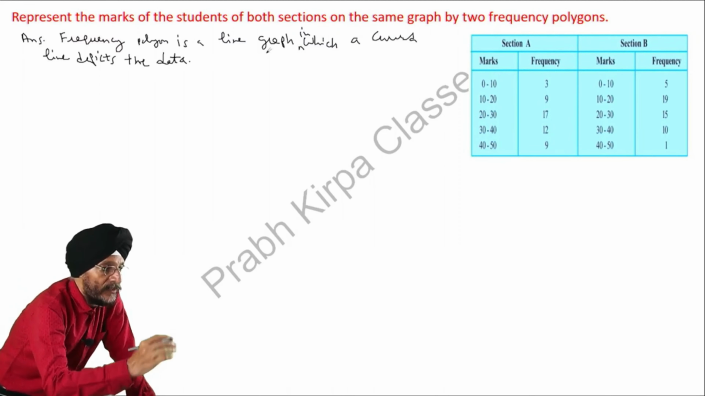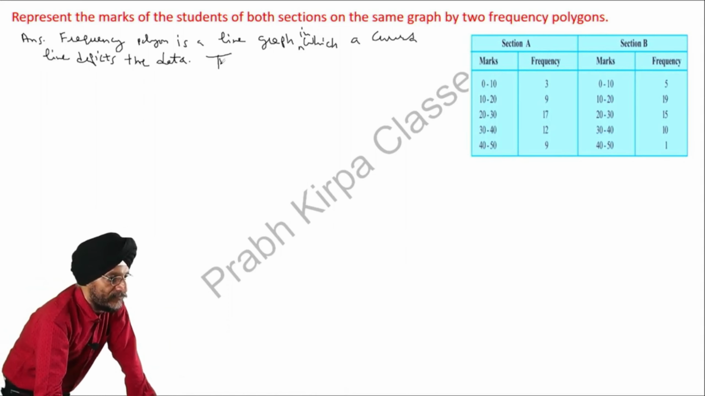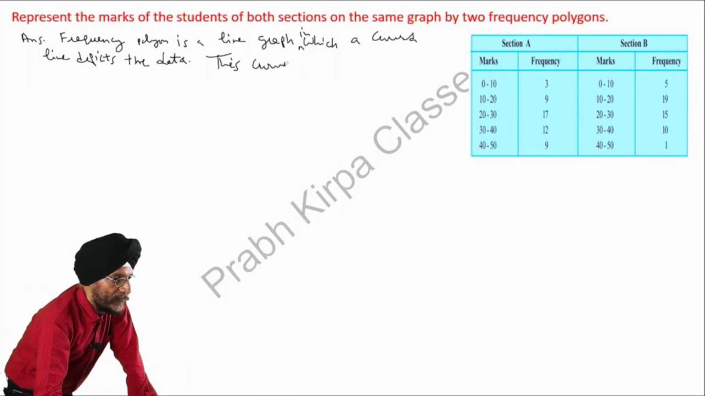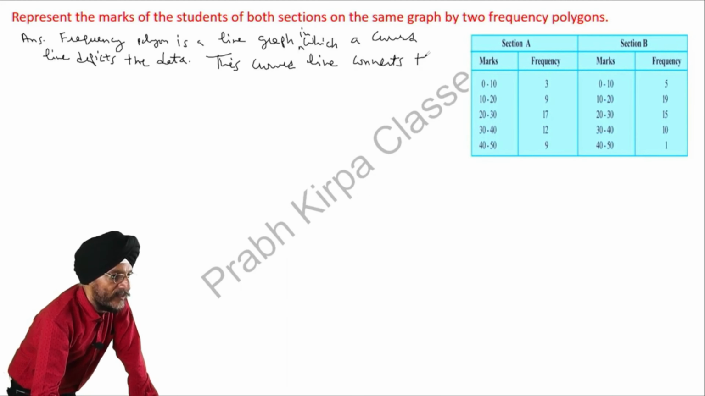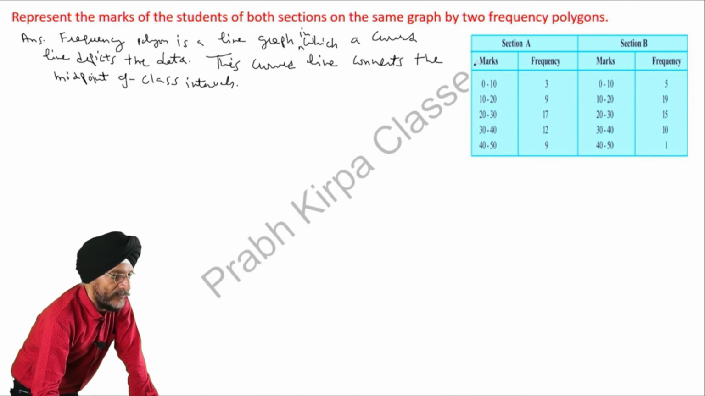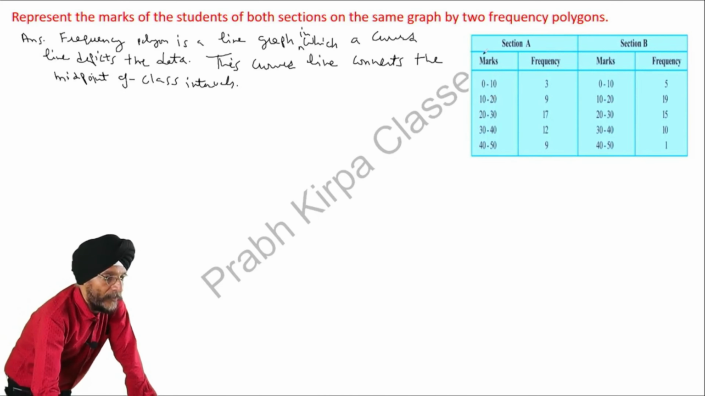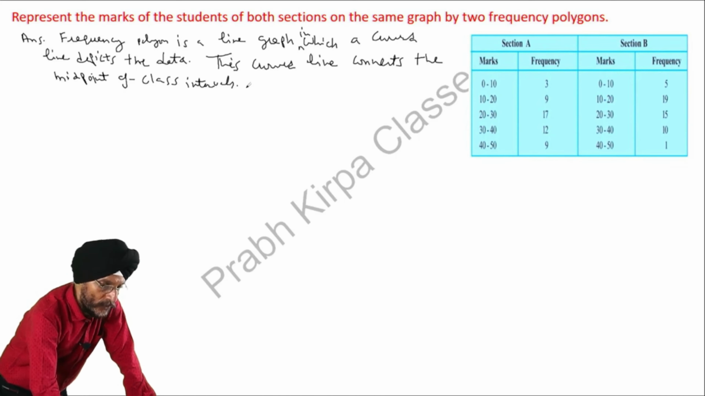Now, which point this curved line touches? This curved line connects or touches the midpoint of class intervals. That is, here if the marks are 0 to 10, it will touch the middle point, that is 5. Here it will touch the middle point, that is 15. So middle point of each class interval it will contact.